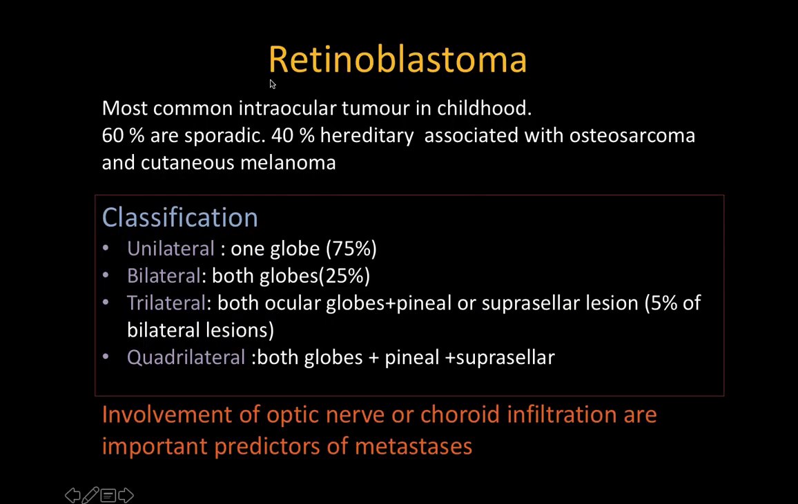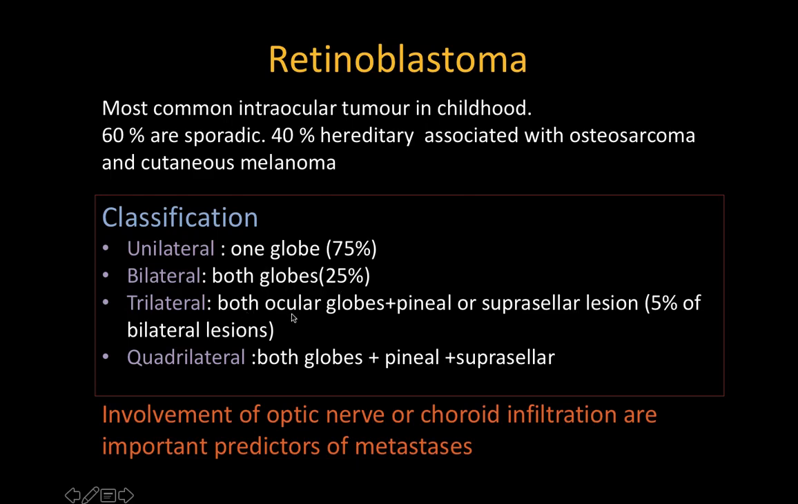So, retinoblastoma, it's the most common intraocular tumor in childhood. 60% are sporadic and 40% are hereditary, associated with osteosarcoma and cutaneous melanoma. Retinoblastoma, as I mentioned, can be unilateral, can be bilateral in almost 25% of the patients.